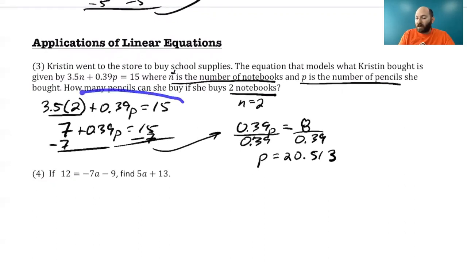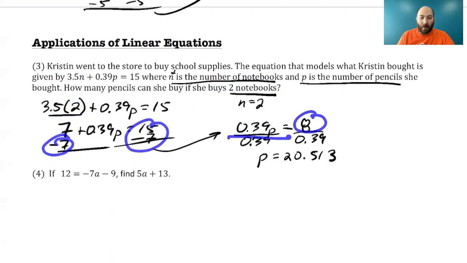Okay, I took the equation, right? I just replaced n with 2. So I plug that in for n in this spot. Multiply that out, I get 7. And then I subtracted 7 from both sides. So I get 8 is equal to 0.39p. Then I can divide both sides by 0.39 and I get this decimal number.